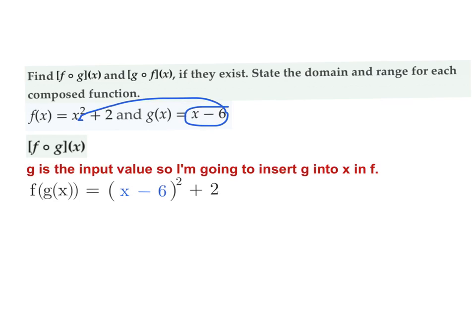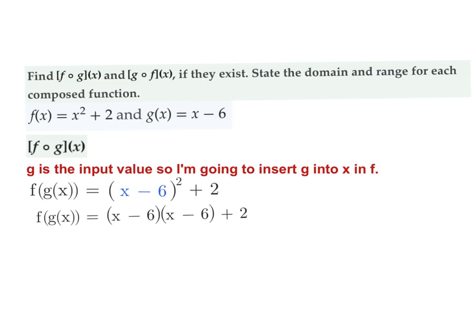And you have to be careful here. Okay, this does not mean square x and square 6. That's not what this means. That means I have 2 x minus 6's. So when I'm working this out, you're going to have to do it like that. So go ahead from there and finish this up. Multiply this out, combine like terms, and you'll be done. Okay? And then we'll go on and find g of f of x.